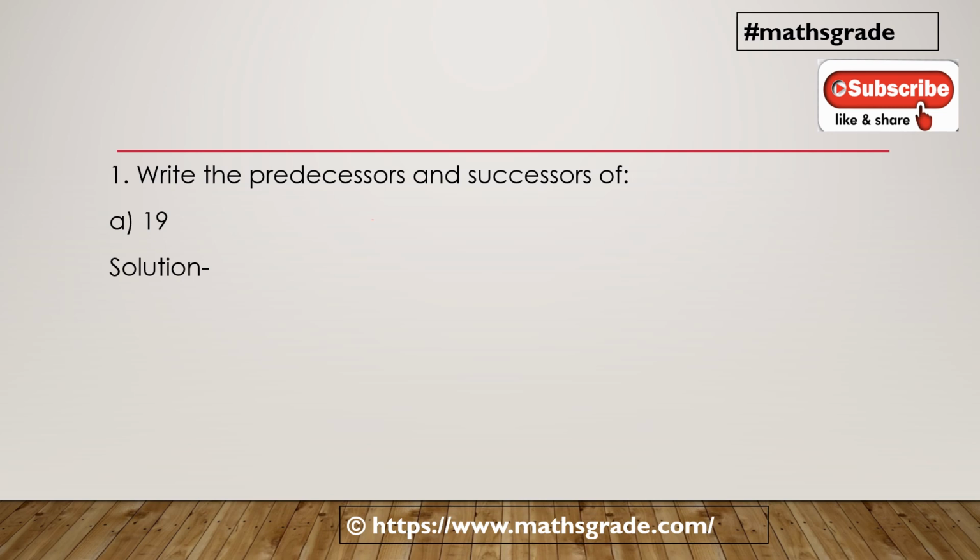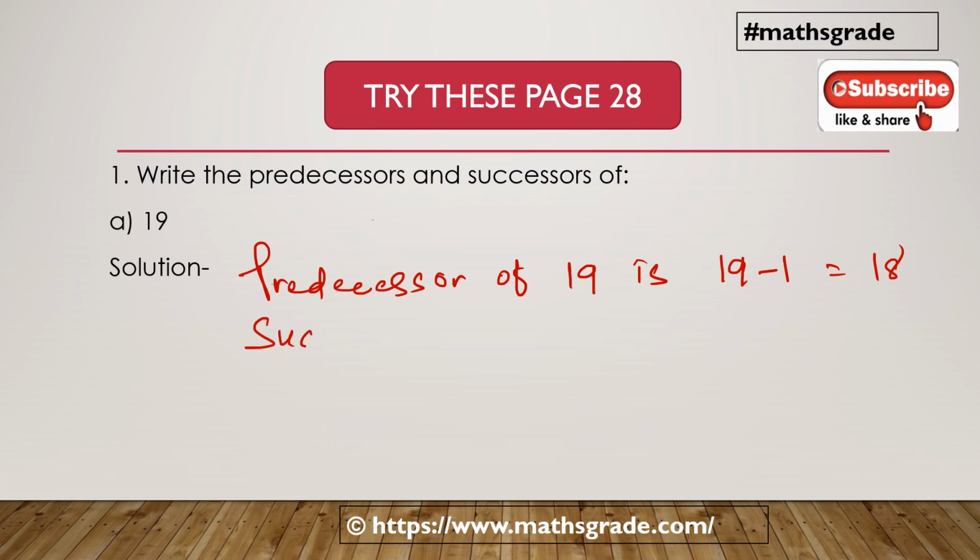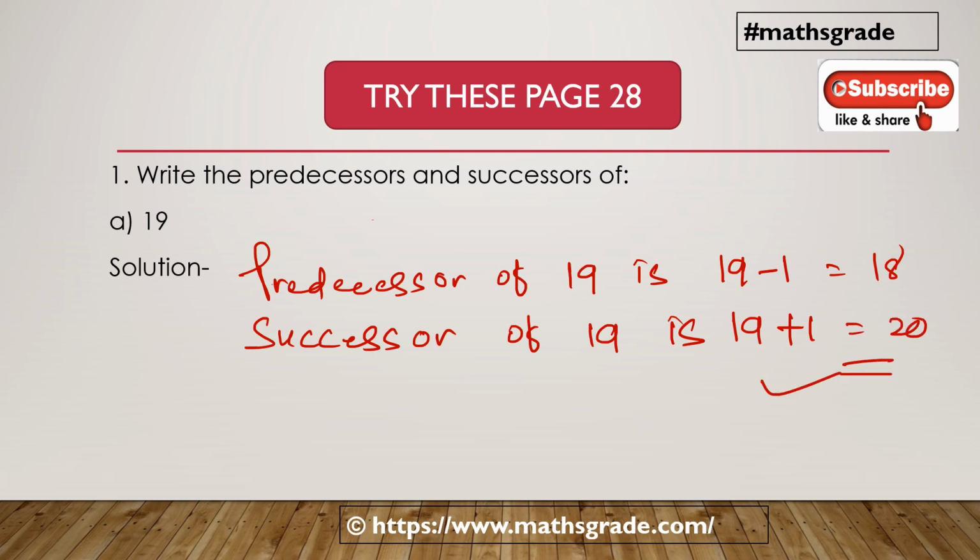So predecessor of 19 is, we have to subtract 1 from 19, that is 19 minus 1 is 18, and successor of 19 is, we have to add 1 with the number 19. 19 plus 1 is 20. So predecessor of 19 is 18 and successor of 19 is 20.